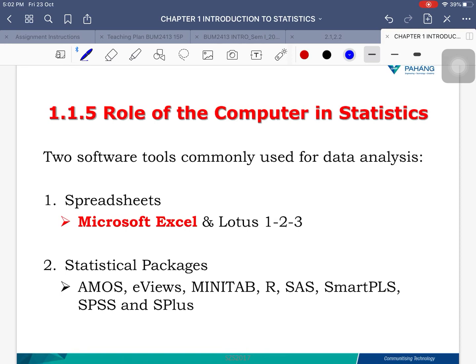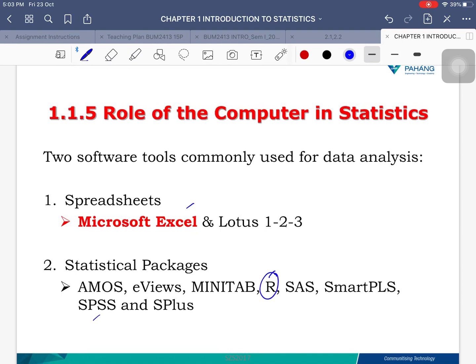So what we do is we use statistical packages, and of course the most accessible software, the one that we are most familiar with, is Microsoft Excel. Most computers, I guarantee, will have Microsoft Excel. We also have AMOS, EViews, Minitab, RSS, Smart PLS, SPSS, and S+. Statisticians love SPSS because it can manage very, very big data. But the problem with SPSS is that it is super expensive.